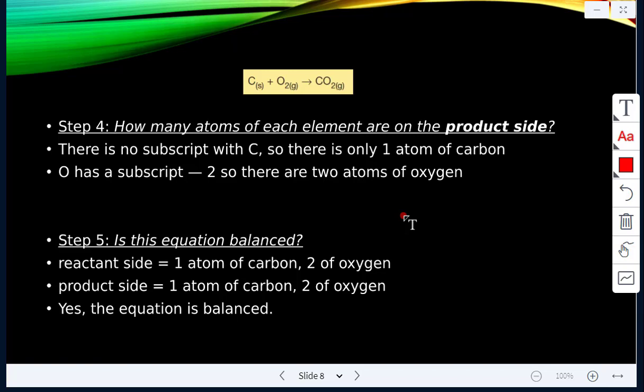So last step, step 5, we have to compare our reactant side and our product side and see if they're balanced. So on our reactant side, there's 1 atom of carbon, 2 atoms of oxygen, and on our product side, there's also 1 atom of carbon and 2 atoms of oxygen. So therefore, yes, this equation is balanced.